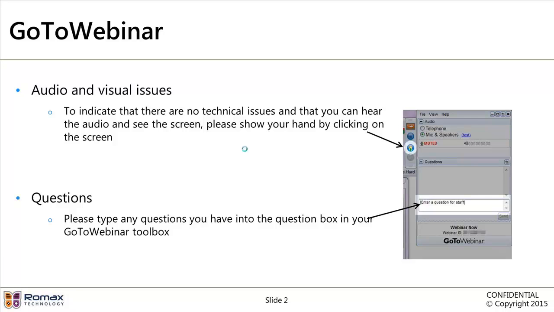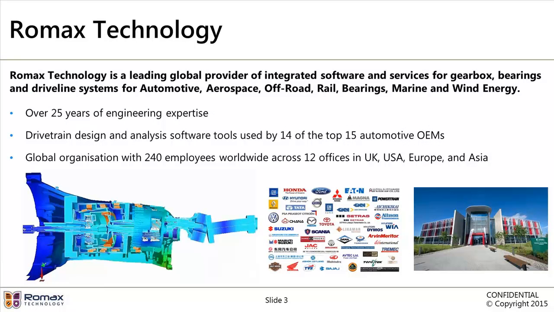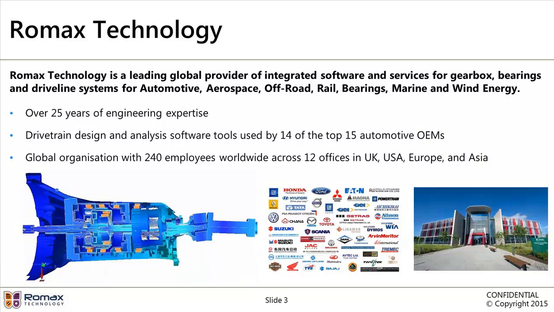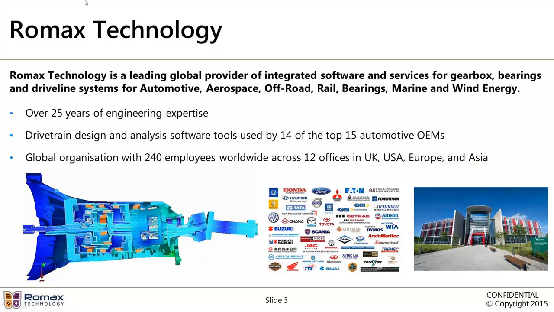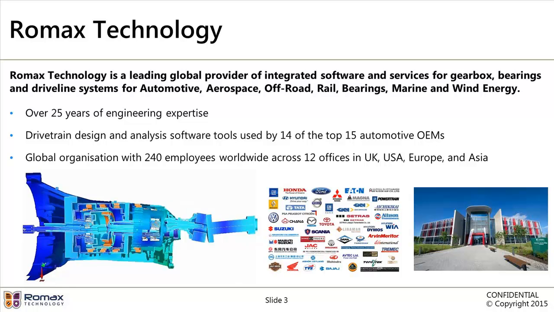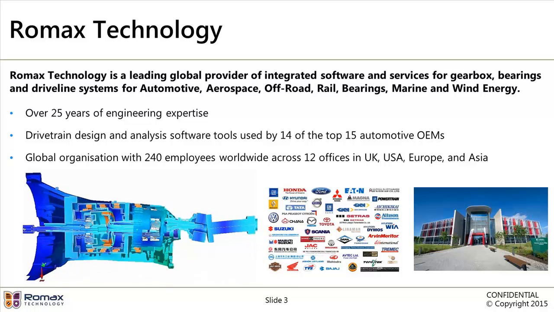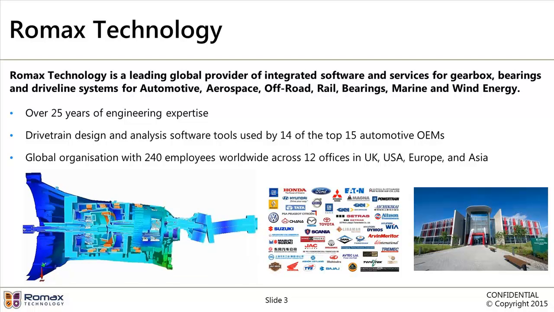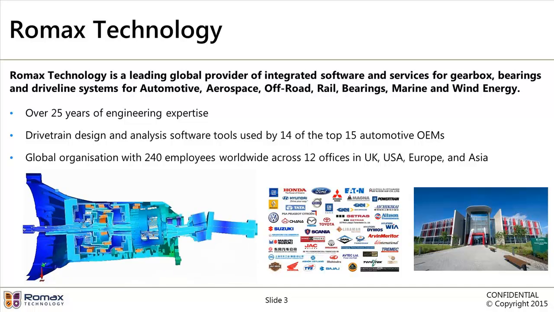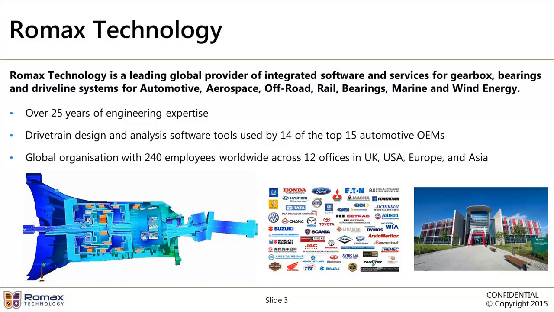First, I'll start by telling you a little bit about Romax Technology, just in case you're not familiar with us and what we do. Our key industries are automotive and wind energy, and key businesses are gearbox, bearing, and drivetrain design, simulation and analysis. We were founded just over 25 years ago, and our software tools are used by most of the top automotive OEMs worldwide.